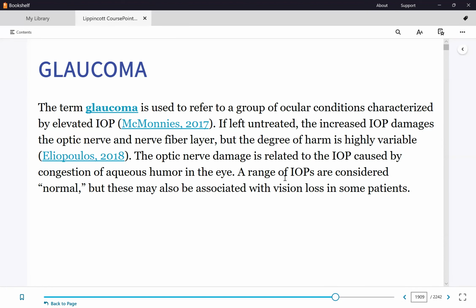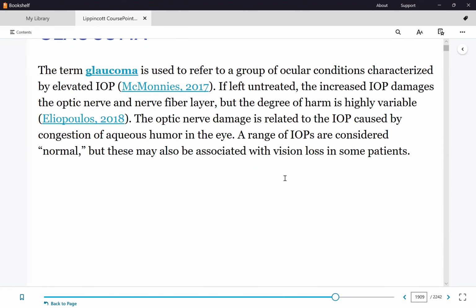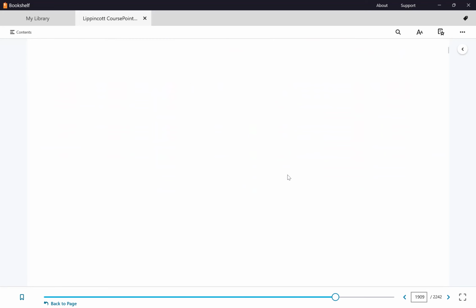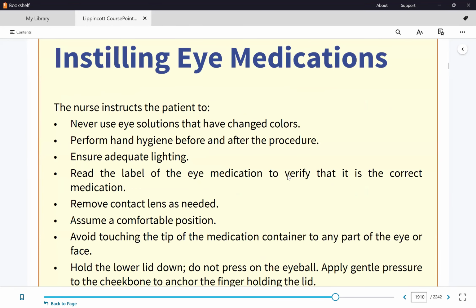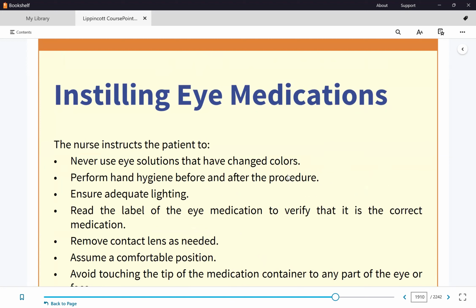Before we get to the pathophysiology, because the disorder is treated with lifelong eye drops, let's review how to administer eye drops. Chart 58-5. I won't read it for you.